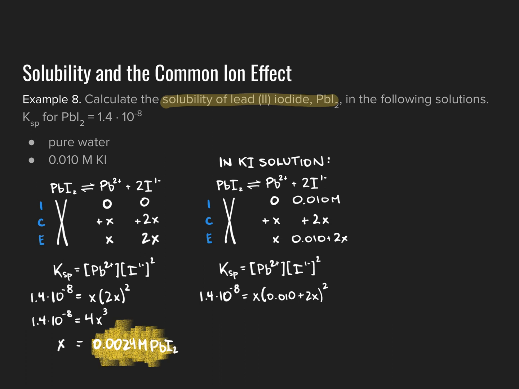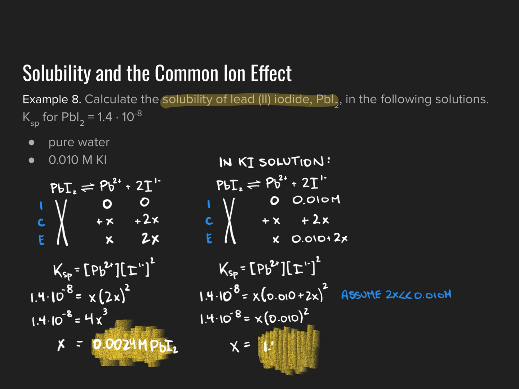And again, this is a great place for a simplification by making an assumption. I'm going to assume here that 2x is very small compared to that initial molarity of 0.010 molar, which will simplify my expression down to 1.4 times 10 to the negative 8th is equal to x times 0.010 quantity squared. And solving for x here, I find an x value of 1.4 times 10 to the negative 4 molar.